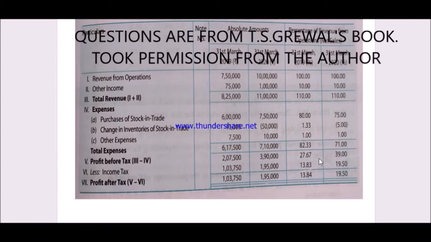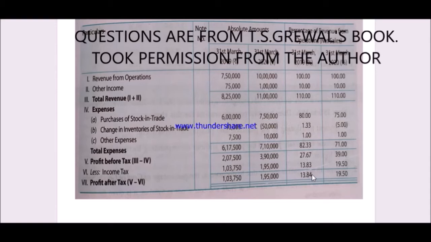Now, profit after tax. How will we calculate that one? Same. This minus this is equal to profit after tax. And how will we calculate this 13.84%? Same. 1,03,750 divided by 7,50,000 is equal to this figure. So it is very simple. I hope you understood.